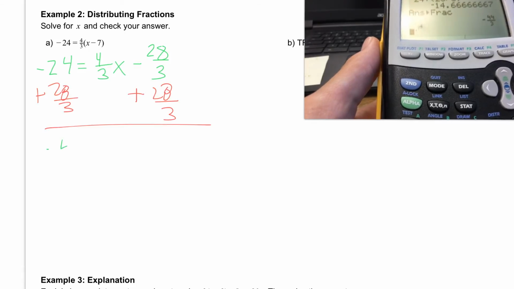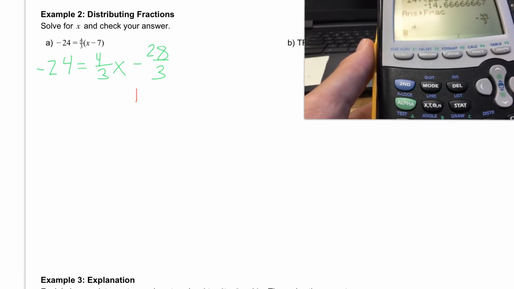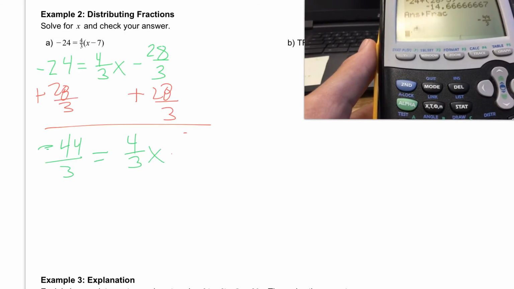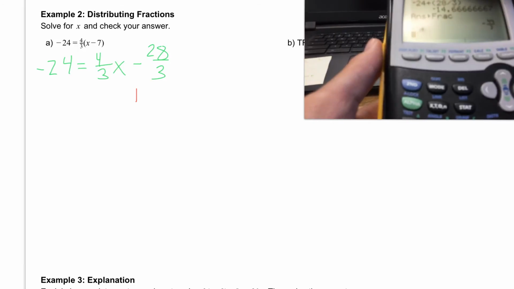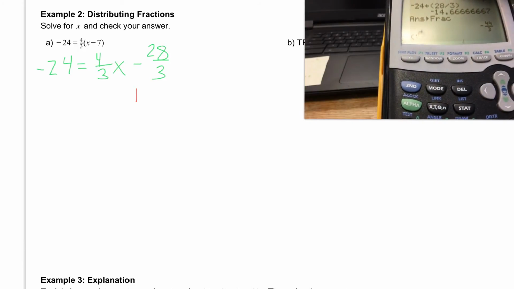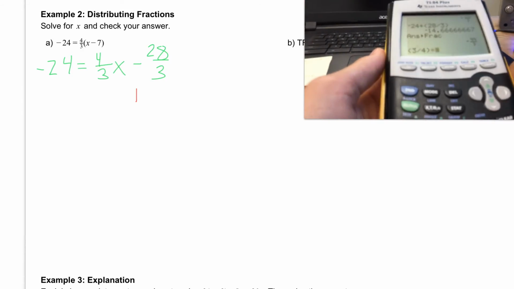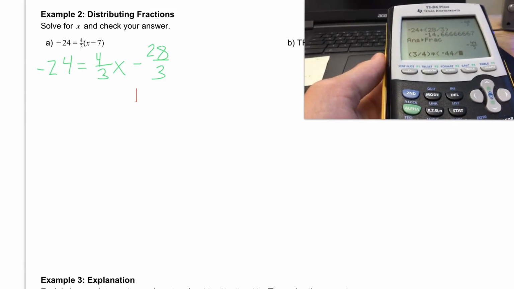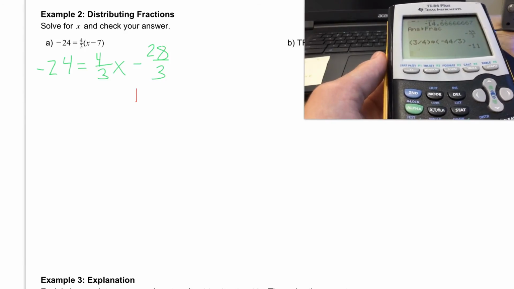So we have negative 44 over 3 equal to 4/3 times x. And our last step to solving for x would be to multiply by the reciprocal. So we're going to multiply both sides by 3/4. So on our calculators, again, we're going to do open parentheses, 3 divided by 4, close that out, and we're multiplying that by a negative 44 divided by 3. So both fractions are in parentheses. When we hit enter, we get negative 11. So we know negative 11 equals x.